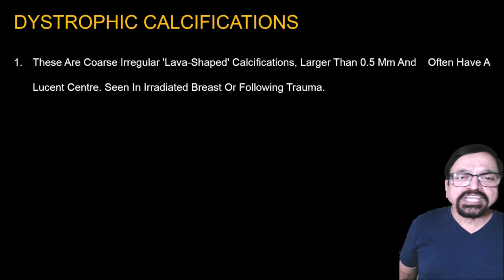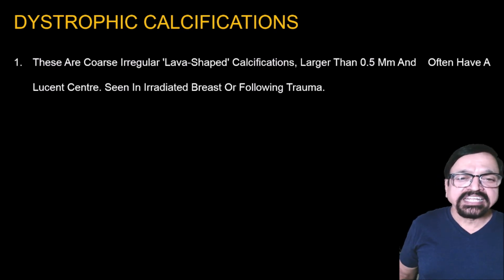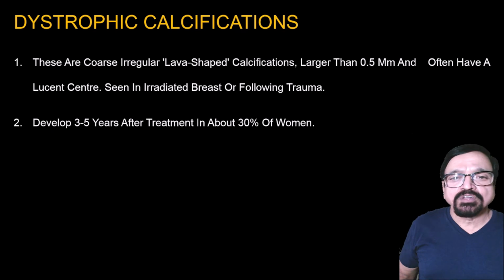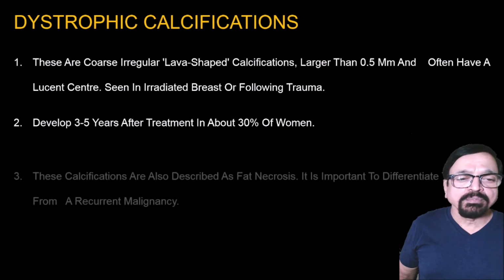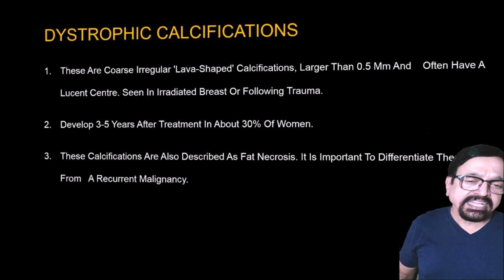These are coarse, irregular, lava-shaped calcifications larger than 0.5 mm and often have a lucent center, seen in the irradiated breast or following trauma. So history of radiation will be there, history of operation will be there, history of biopsy will be there, it is a known case. About 3 to 5 years after treatment, about 30% of the women develop these calcifications, which are also described as fat necrosis. It is important to differentiate them from a recurrent malignancy. All these things we are seeing are benign calcifications.